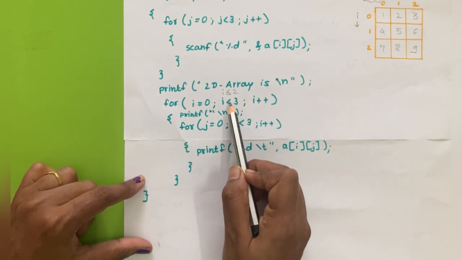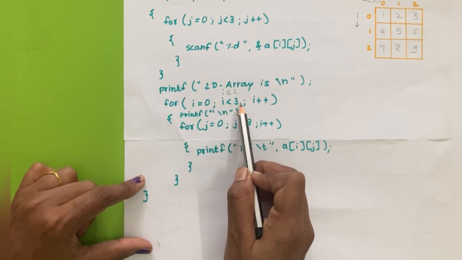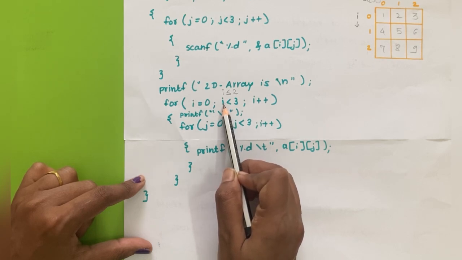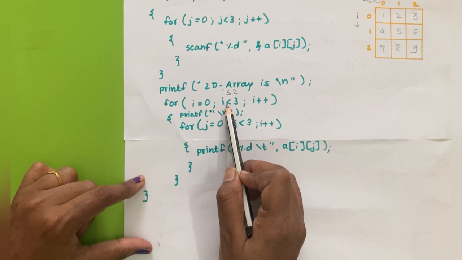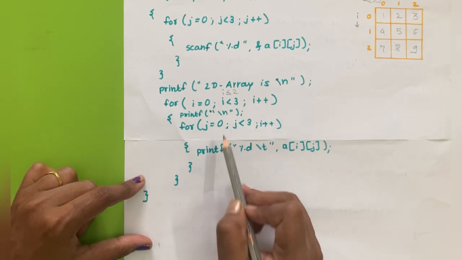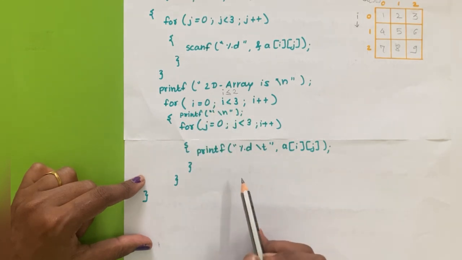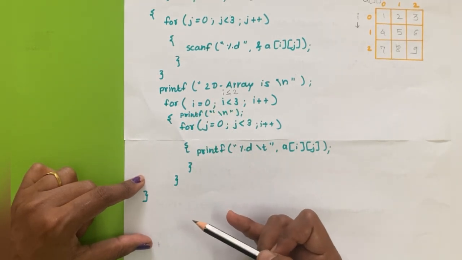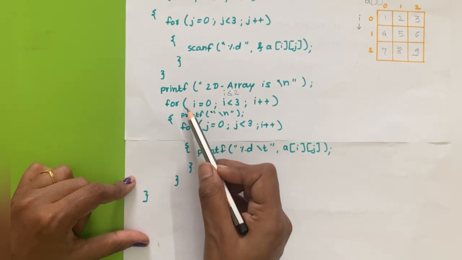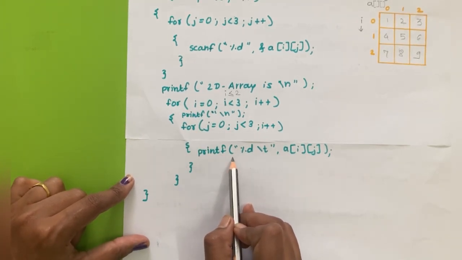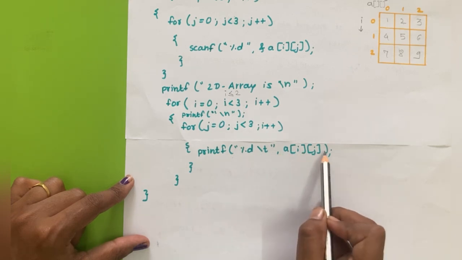But in this case, it is i less than 3. So whenever the value of i is equal to 3, it will come out of this loop. For the value 3, this iteration will not be completed. It will come out of the loop. Here, instead of scanf, we have used the printf function to print the elements on the screen.